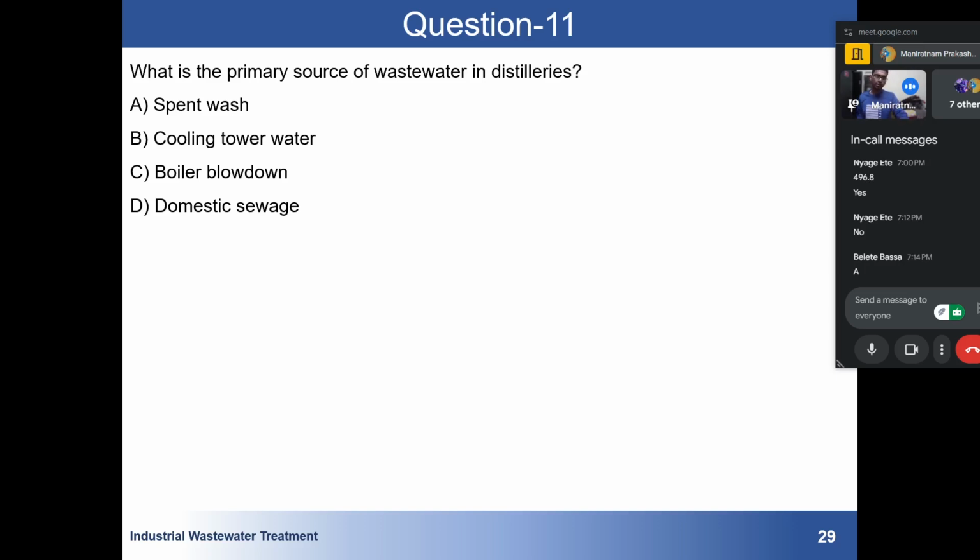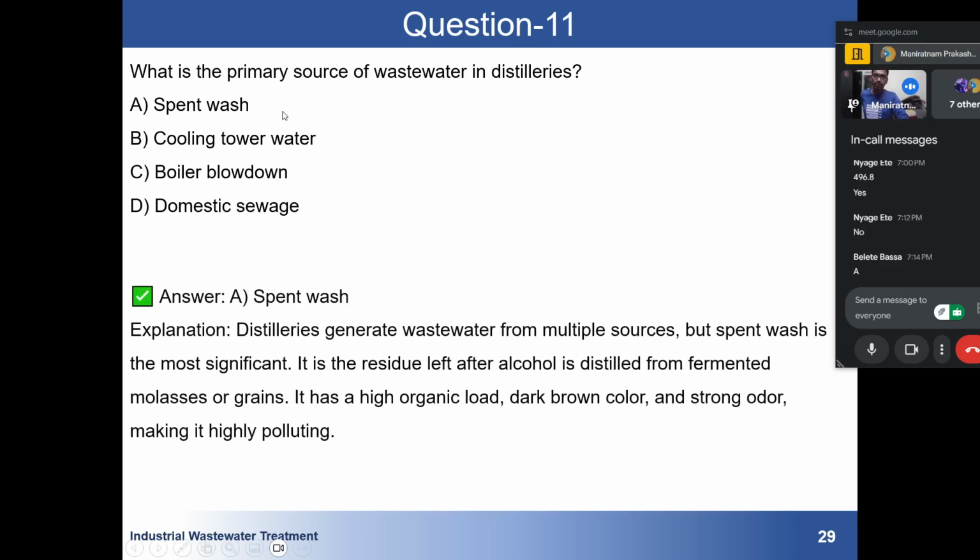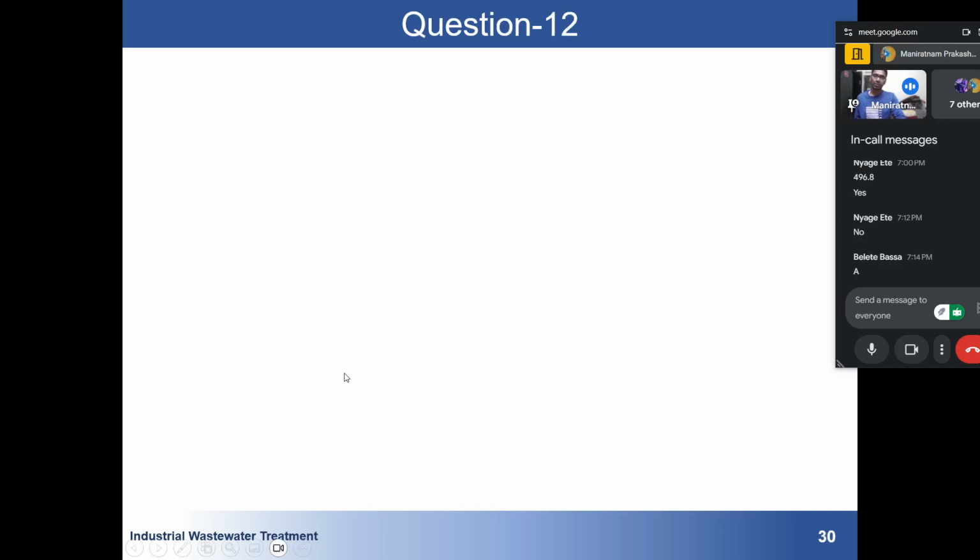A. Yeah, this is the correct answer. Spent wash is the most significant source of distillery wastewater. It is the residue left after alcohol is distilled from fermented molasses or grains. It has a high organic load, dark brown color, and a strong odor, making it highly polluting. So the correct answer was A.